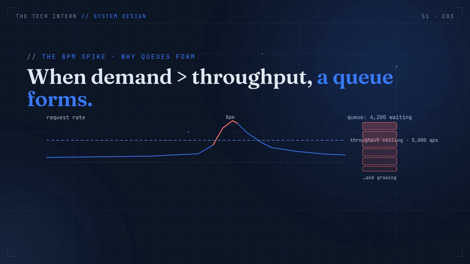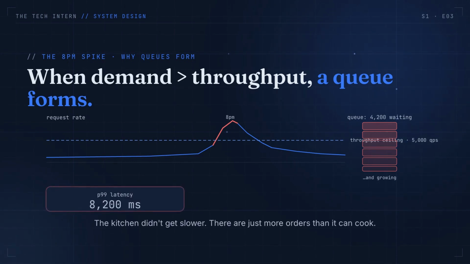When demand exceeds throughput, requests don't disappear. They wait, a queue forms, orders are stacking up, and watch what happens to P99 latency as that queue grows. It goes from a healthy 45 milliseconds all the way to over 8 seconds. The kitchen didn't get slower. There are just more orders than it can cook.